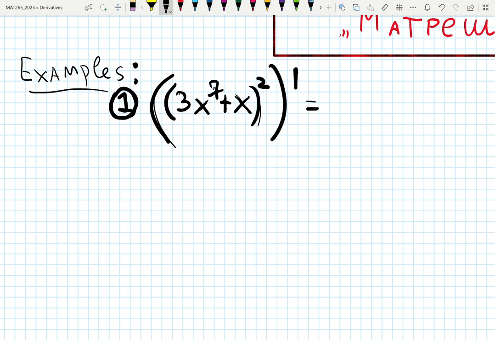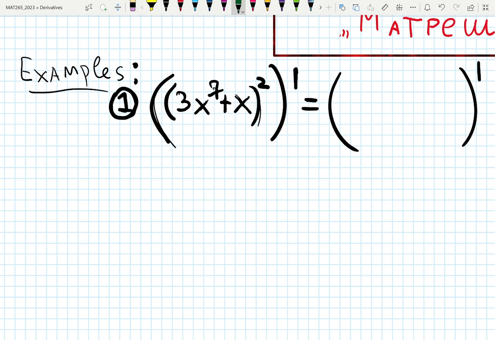How would you work this out? It's (3x^7 + x^2)^2. Ideas? Square. Let's square the square. That is a very good idea. So I will not differentiate yet. I will use the formula and change the input.